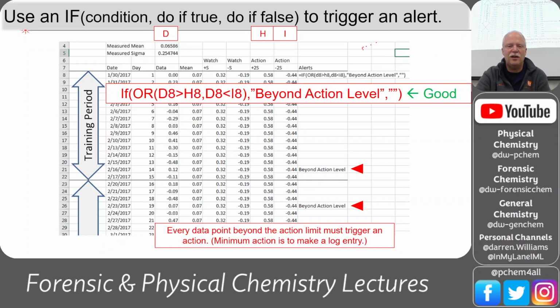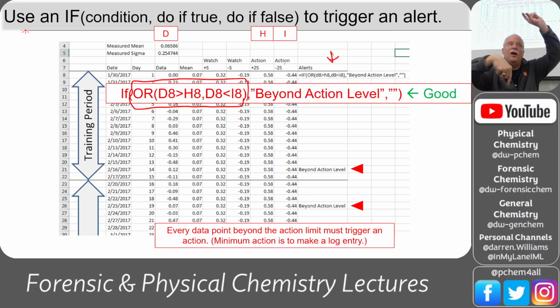In this alert column here, I can use this if-then statement. And I can use the OR function. So this is a Boolean function. So this piece right here will return true if D8, which is our data, is greater than H8, which is our upper action limit, or, comma, D8, our data, is less than our lower action limit. So you see the or? If I'm above or below, then I get true for that function.